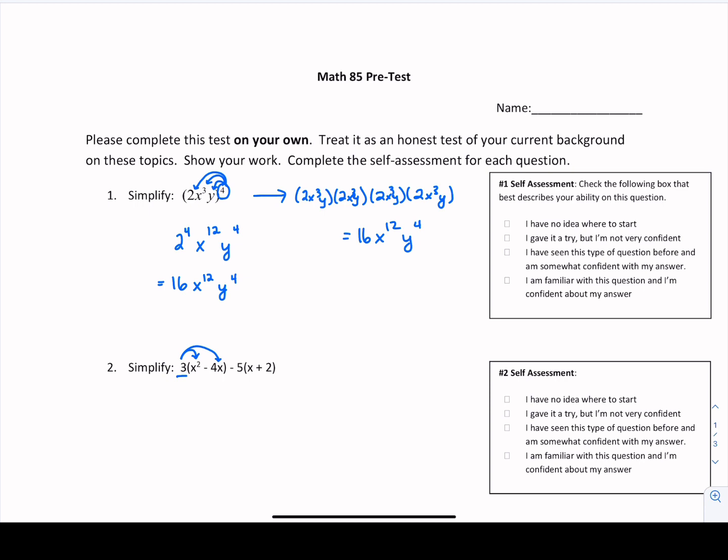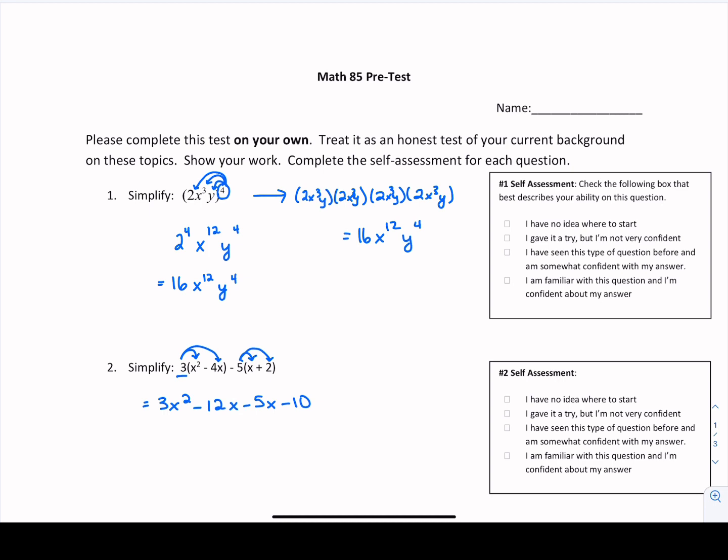Now 3 times x squared is going to give us 3x squared. Then we have 3 times a negative 4, so be mindful of your sign. 3 times negative 4 is going to give us negative 12, but we still have that x that we're multiplying by, so we leave that as negative 12x. But when we look at the next set, we're subtracting 5 times x plus 2. So we're actually going to distribute that negative 5 through the second set of brackets. So negative 5 times x is going to be a negative 5x, and negative 5 times 2 is negative 10.